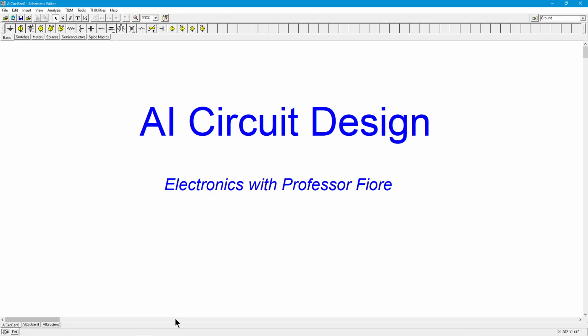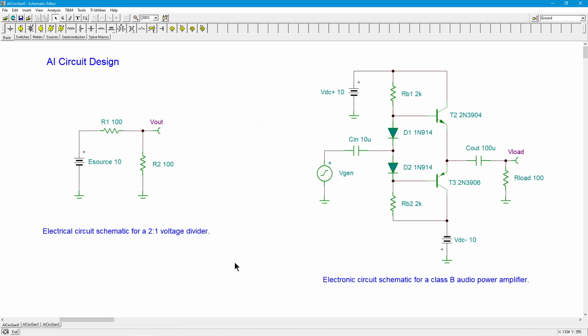Okay, so I'm going to start off looking at a couple of different circuits. All right, so I've got two very simple things here. Well, one very simple and one not too complex. So the first one is just a very simple 2-to-1 voltage divider. That's it. It just takes the input voltage over here, divides it in half at V out. Okay, a couple of 100 ohm resistors and a 10 volt source. Assuming the load out here is a lot higher than this 100 ohm, we should get 5 volts. Okay, fairly straightforward. Second thing, basic schematic for a single stage Class B audio power amplifier.